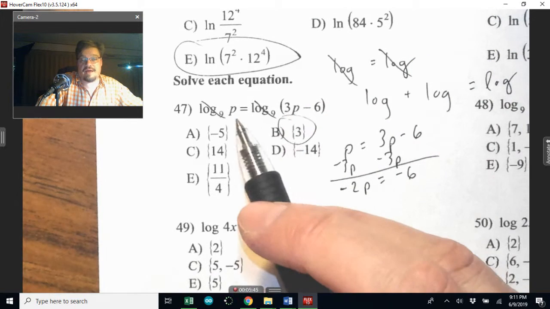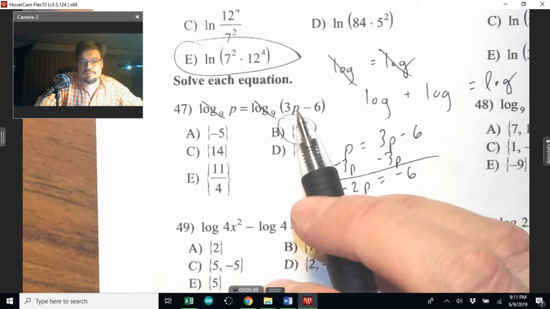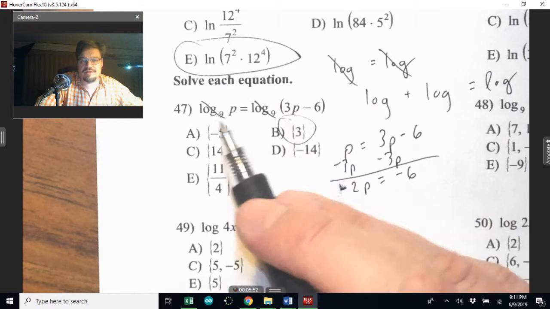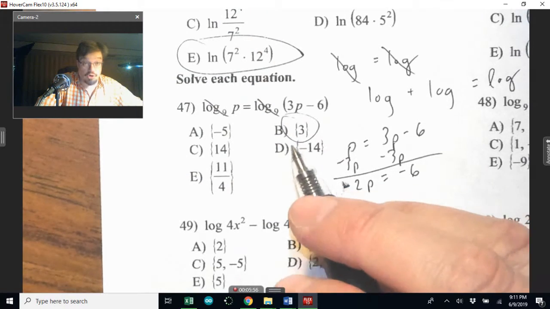And when I plug 3 back in, notice that that's a positive 3, no problem. Positive 3, that's 9 minus 6, that's a positive number. So there's no extraneous solutions there. So the answer is good. We're good.